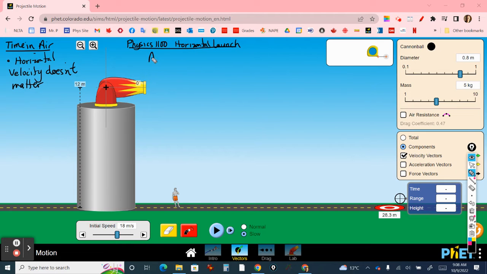If we want to find the time in the air, we only care about the vertical component of the velocity. And the initial vertical component of the velocity is zero. So even though this is going sideways, because we're looking for the time in the air, we only care about the vertical. And we ignore the horizontal altogether. The acceleration here is 9.81 meters per second squared, and that's going to be down. And the displacement here is 12 meters.